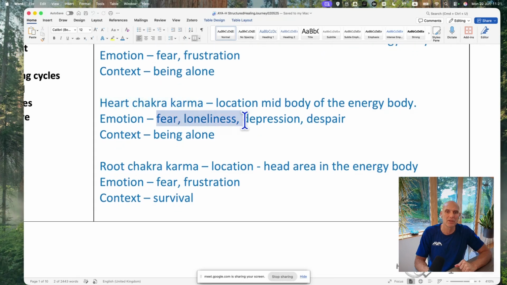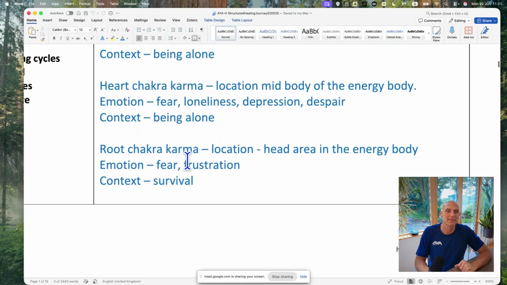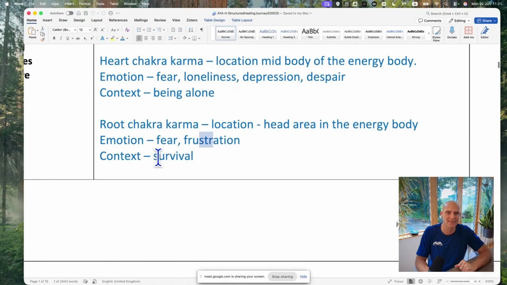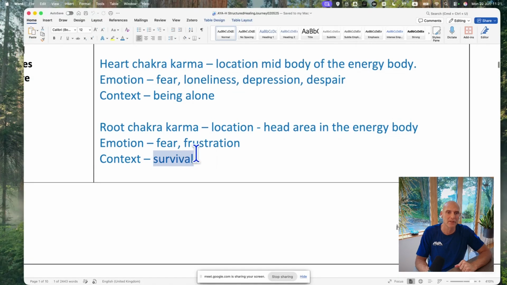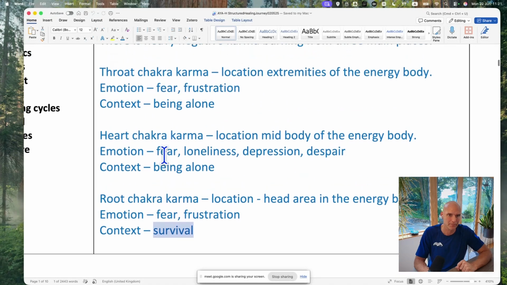Emotions: fear, loneliness, depression, despair. Context again is being alone. And there is a third one, root chakra karma. The location is in the head area of the energy body. The emotions are fear and frustration, and the context is survival. So it's a root chakra fear, and that's the fear of death, basically, which is causing a lot of that anxiety, the agoraphobia, for example. So throat, heart, and root, those are the main karmas that are burning.